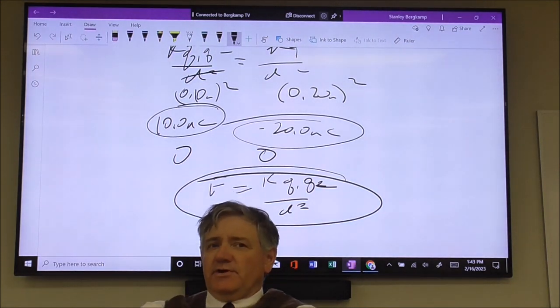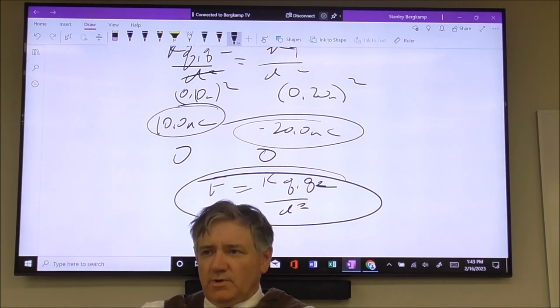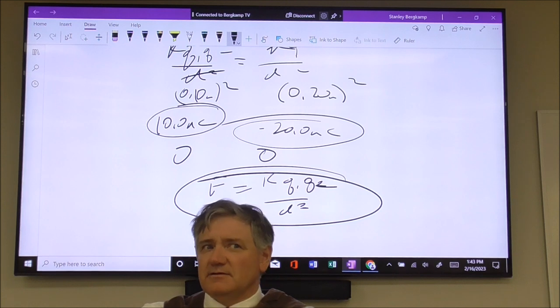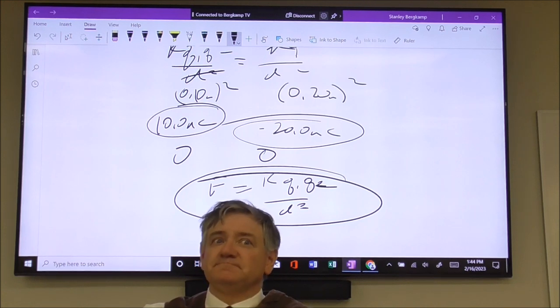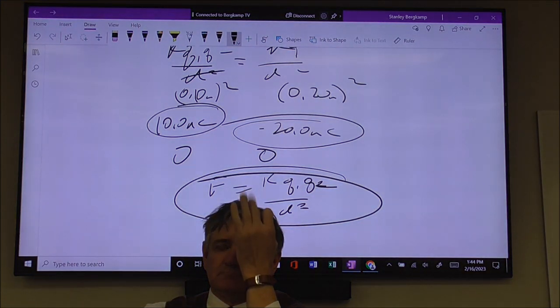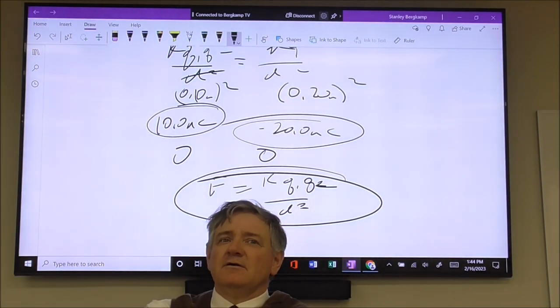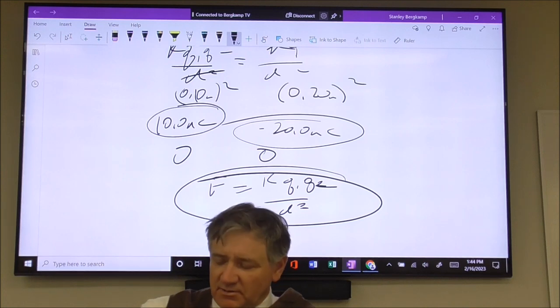Which one feels the greater force? The 10 nanocoulombs or the 20 nanocoulombs? Is it the 10? Is it the 20? Or is it the same? Same. Why? Because like gravity, this is a force, and Newton's third law says what? For every action, there is an equal and opposite reaction. Forces are coupled, right? So it's the same idea.